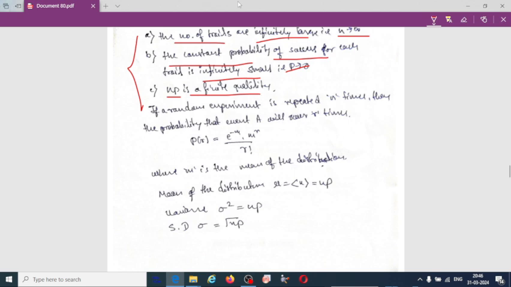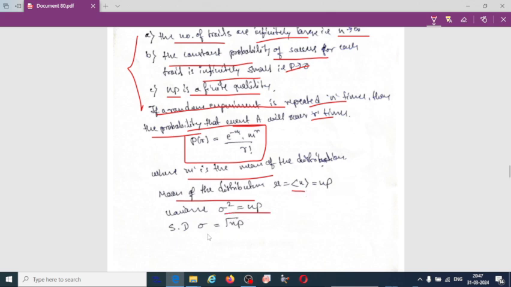So let us write the formula for this Poisson distribution. If a random experiment is repeated n times, then the probability that event A will occur r times is given by the equation P of r equal to e to the power minus m, m to the power r, divided by r factorial, where m is the mean of the distribution. We can calculate the mean using this formula: expectation value of x is equal to n into p. Variance sigma square is np. Standard deviation sigma is equal to root of np.